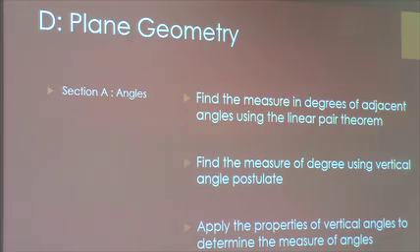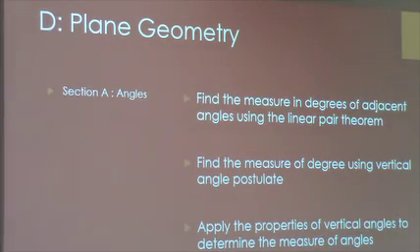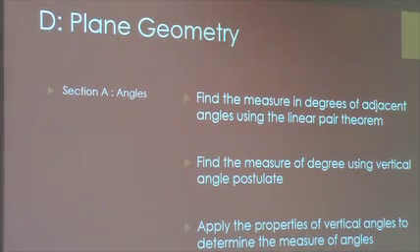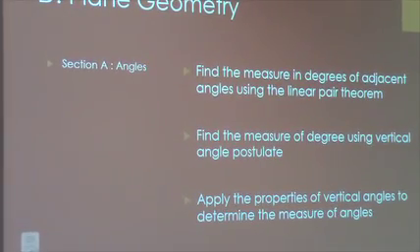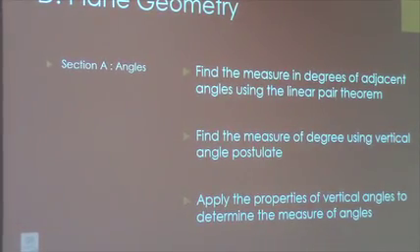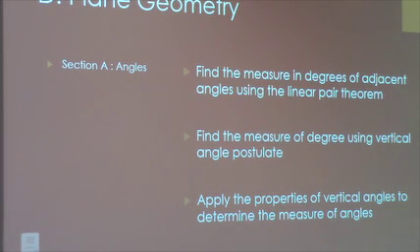So under this section we're going to be talking about the measures in degrees of adjacent angles using the linear pair theorem. We're also going to be finding the measure of the degrees using the vertical angle postulates. We're going to apply these properties to find the measures of angles.